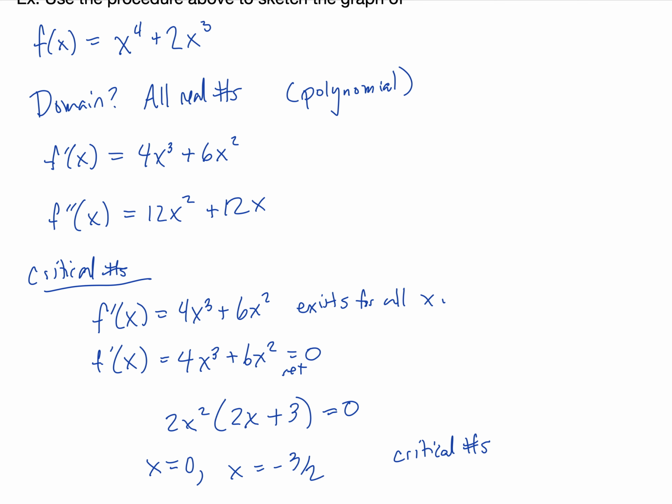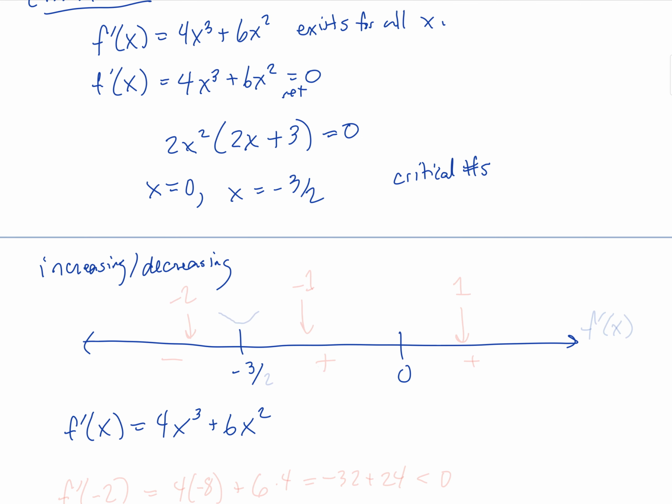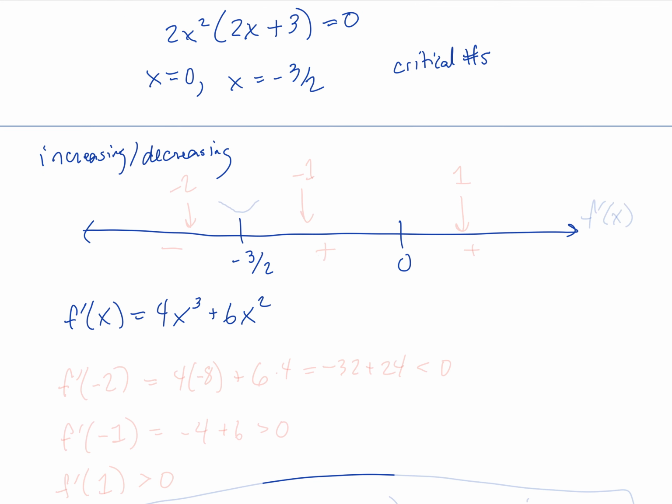And now we can figure out the places where the function is increasing or decreasing by plugging in values in between those critical numbers. So we're plugging it into the first derivative, f prime of x. Now we want to plug in values in each interval, so we could put in 1, a number greater than 0, negative 1, a number between the critical numbers negative 3/2 and 0, and negative 2, a number less than negative 3/2. We can pick any number in those intervals, but those are easy ones.